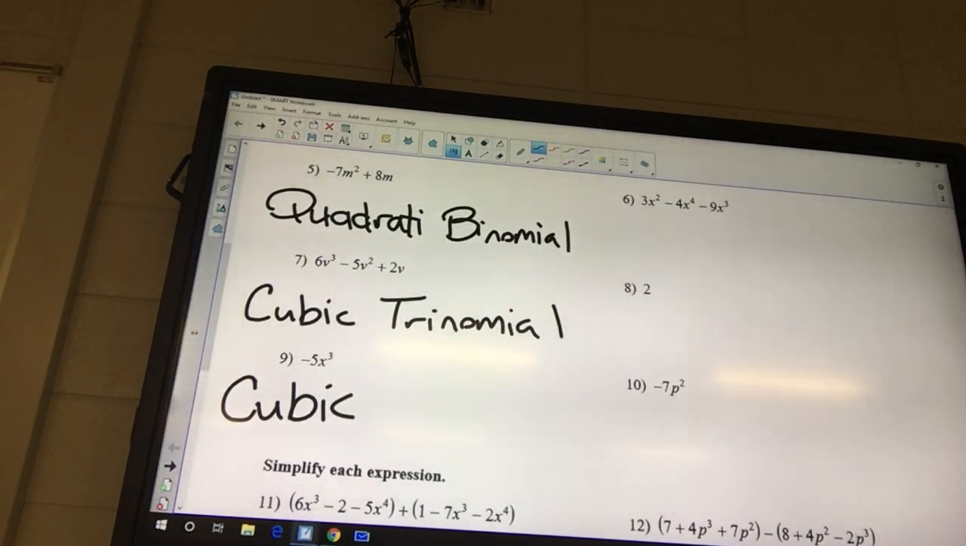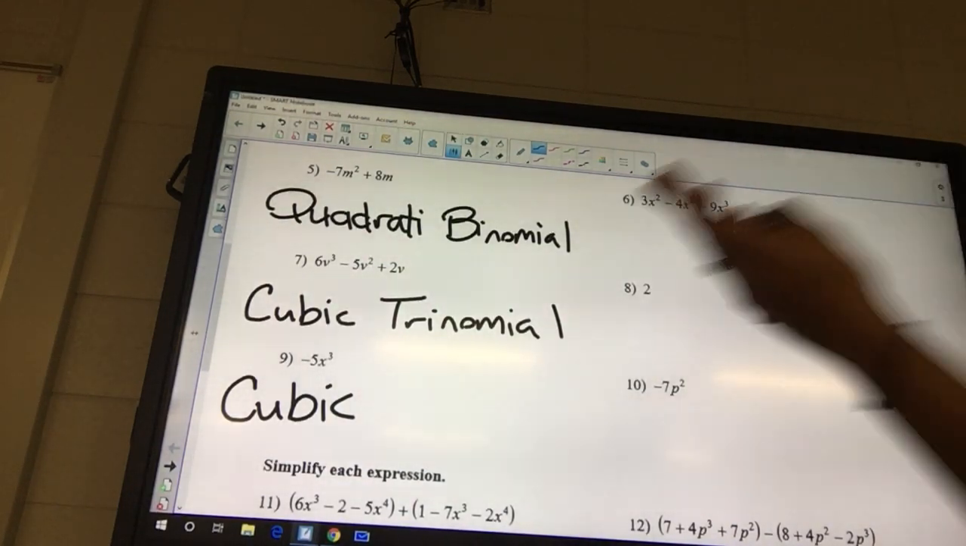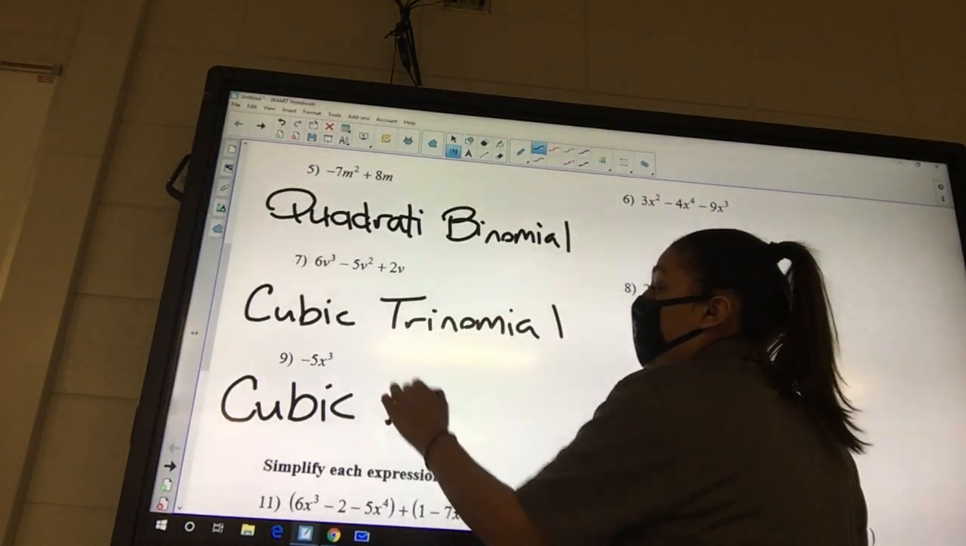Trey, what are you looking at? What are you counting? -5 and 8. So this is 1, 2, 3. So this is just going to be 1. But if you were looking at the -5 and the x, then that would be right. So it's going to be a monomial.